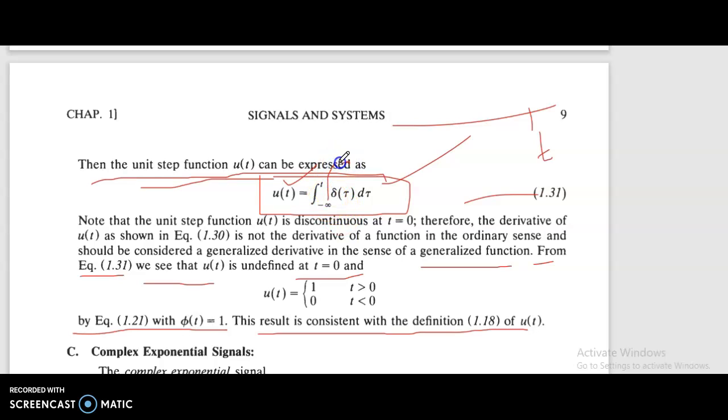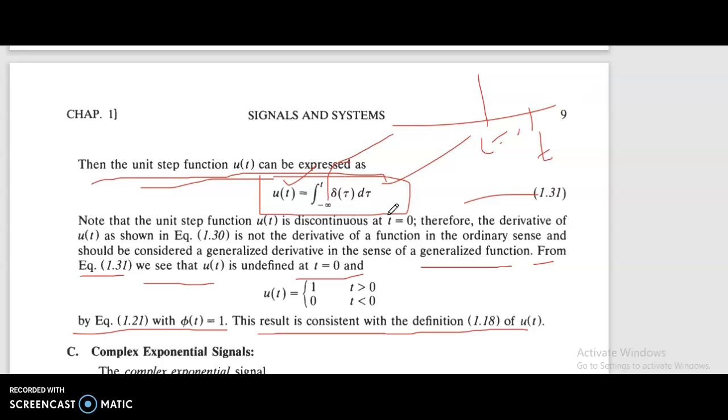Minus infinity, delta of tau, differentiate. Note that the unit step function u of t is discontinuous at t equal to 0. Therefore, the derivative of u of t is as shown in the equation.